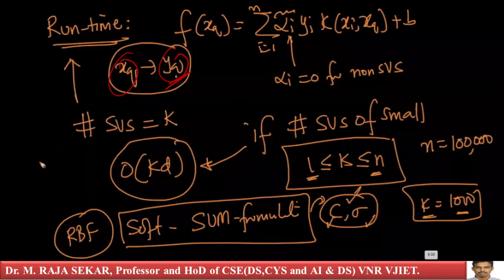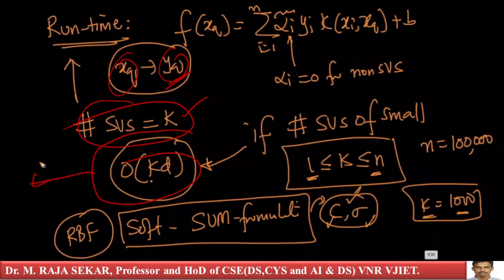It depends on the number of support vectors. Let's assume the number of support vectors equals k. Runtime is roughly equal to order of kd. What is my d? d is the dimensionality of the data, isn't it?